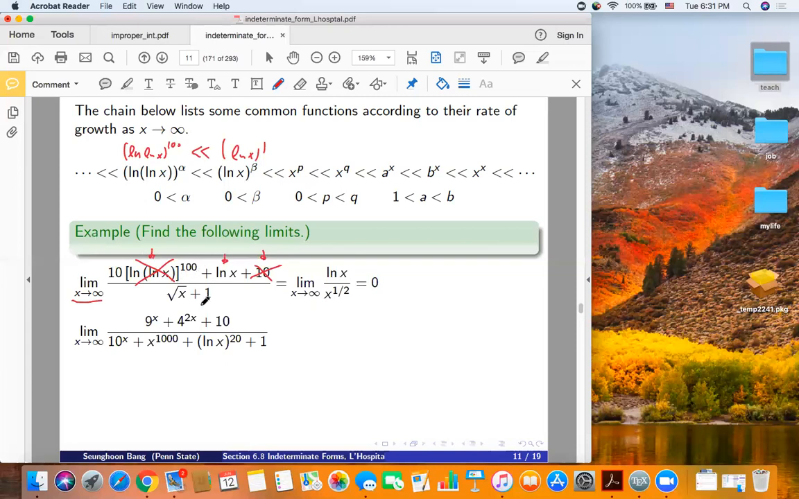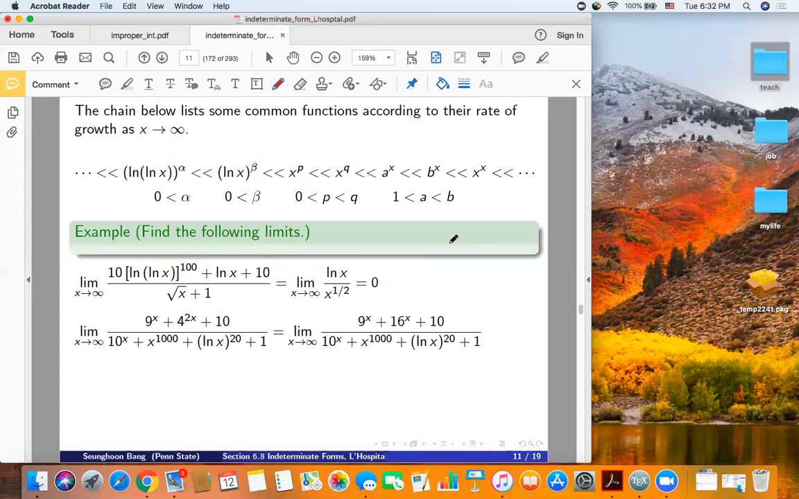Yeah. So bottom one. What do you think? What is answer? Infinity? You think infinity? Yes, infinity. Because here, you can change it. We have 4 to the 2x, 4 squared to the power x, exactly 16 to the x. Right? You can change it. 16 to the x.